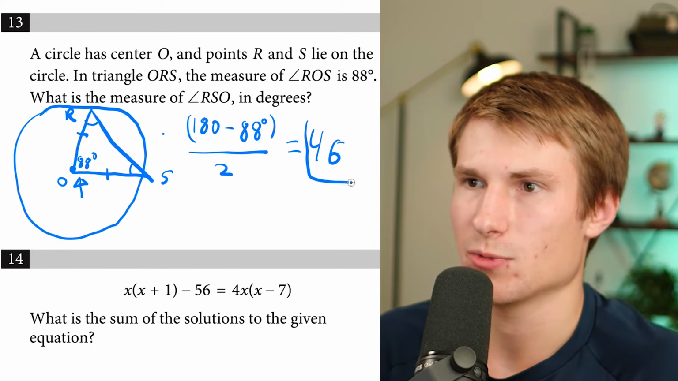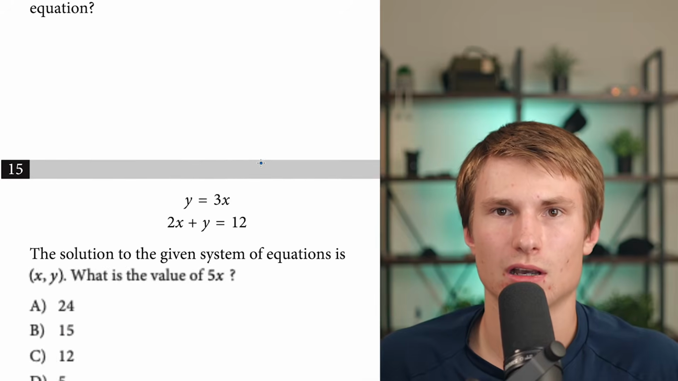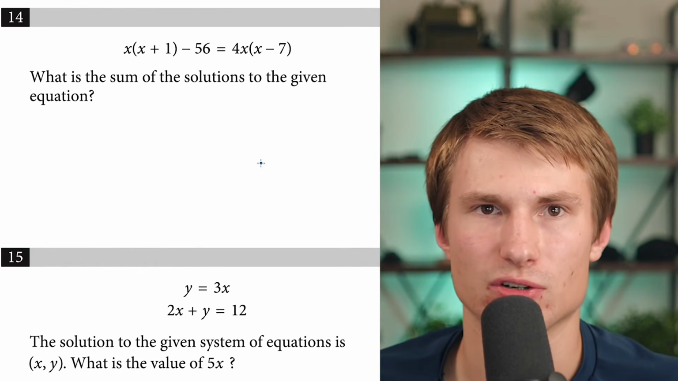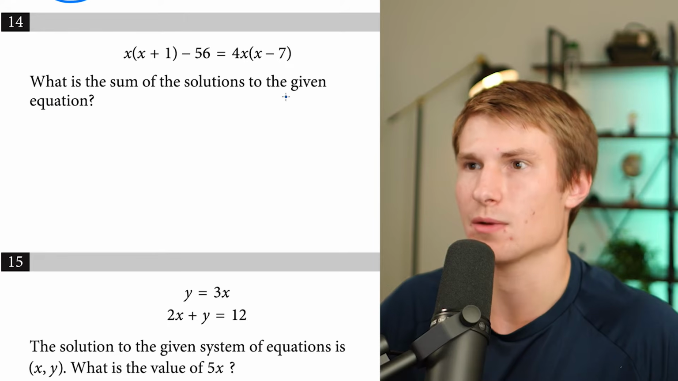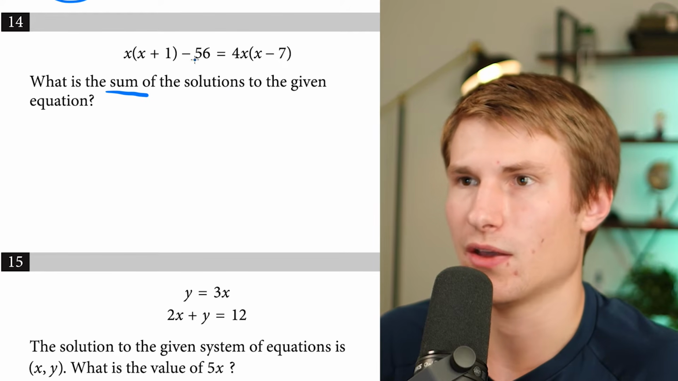So 46 would be our answer for the value or the measure of angle RSO in degrees. Always pay attention if it's in degrees or radians. In this case, it was degrees, so we're fine there. Question 14 now, what is the sum of the solutions to the given equation? Keep in mind, we want the sum of the solutions, so we need to find both of them.